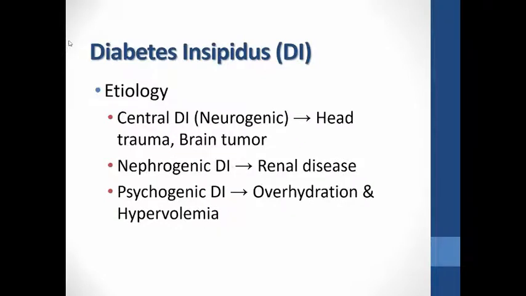Okay, so diabetes insipidus, when you're looking at the etiology, it's neurogenic primarily, and it has to do, as I mentioned earlier, with either a tumor or some type of head trauma, and could also have nephrogenic components in terms of renal disease, or psychogenic.